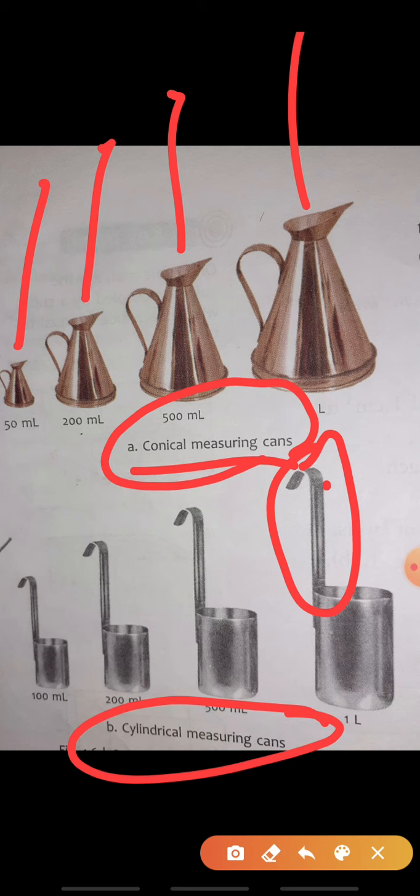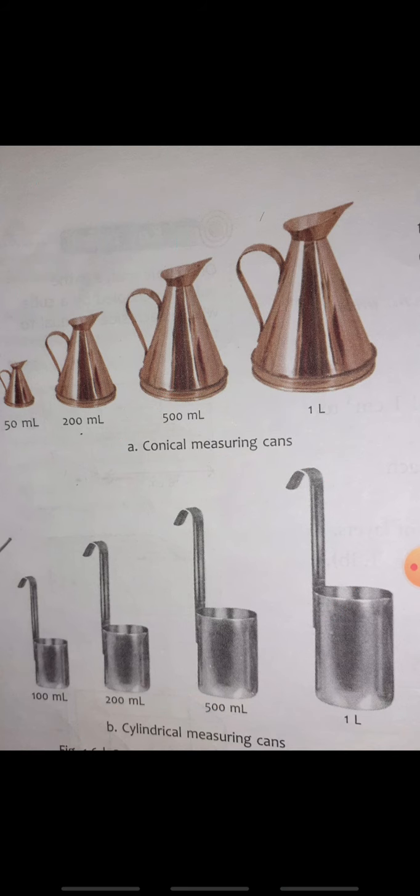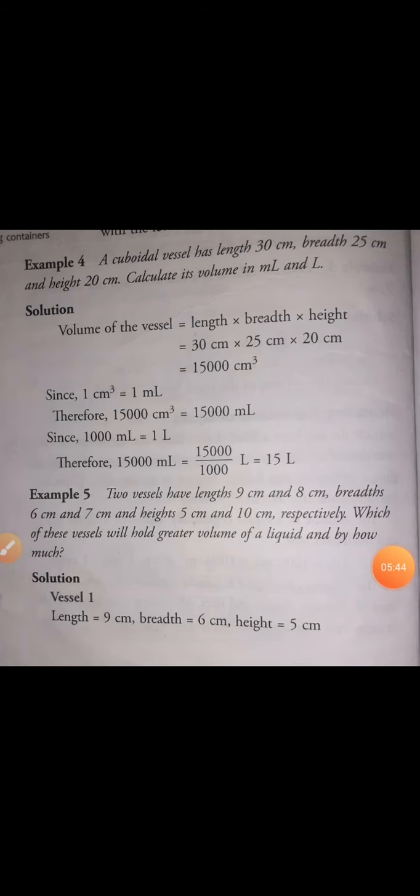Then I will give you some numerical problems based on volume of liquids, how to measure the volume of liquids. Numerical number 3. A cuboidal vessel has length 30 cm, breadth 25 cm and height 20 cm. Calculate its volume in milliliter and liter.